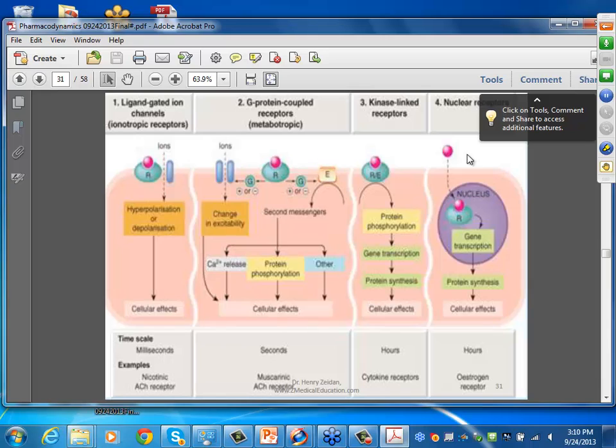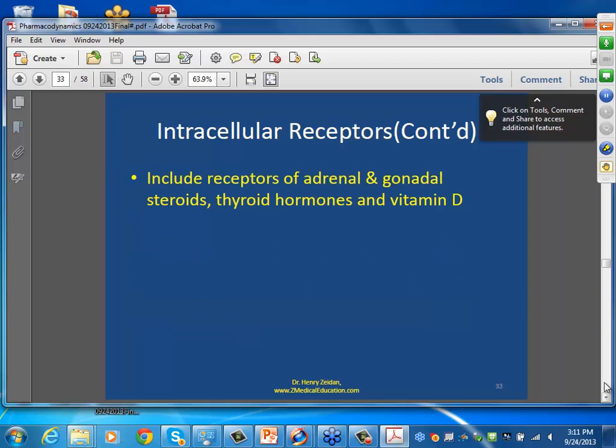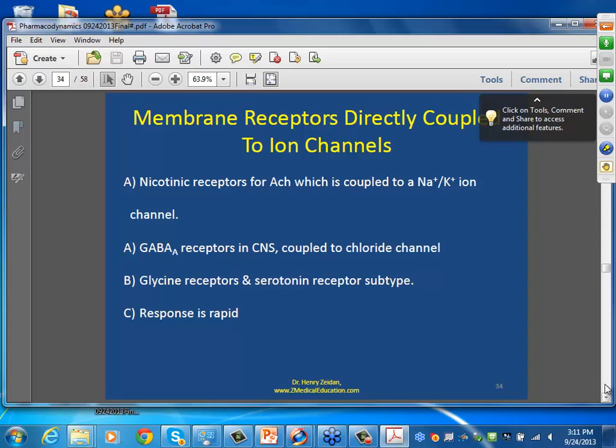Okay, so now we have those four classes: nuclear receptors, kinase-linked receptors, G-protein coupled receptors, and ion receptors. A few words about intracellular receptors here. We already mentioned that binding of hormones or drugs will release regulatory proteins that can affect dimerization of the hormone receptor complex, and in such a way modify the DNA transcription process, change the gene expression, and change the protein synthesis. That's the intracellular receptors. We'll have our share of that in Thursday's lecture: adrenal, gonadal steroids, thyroid hormones, and vitamin D.